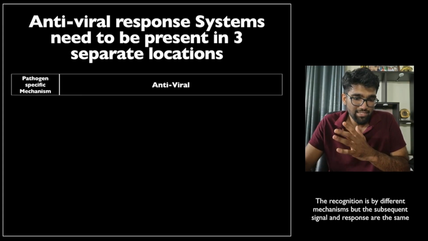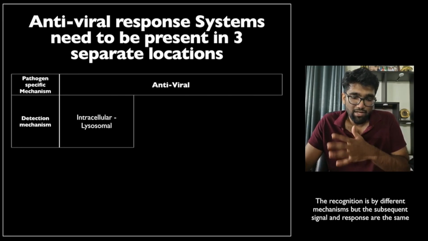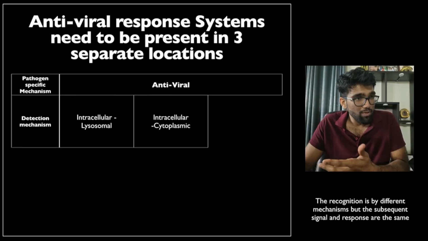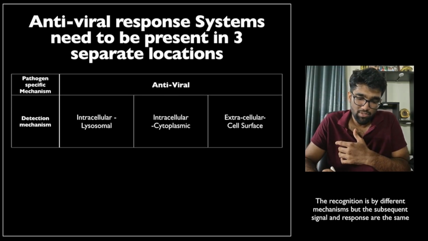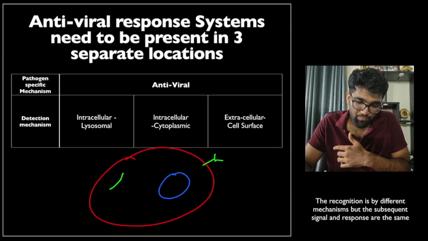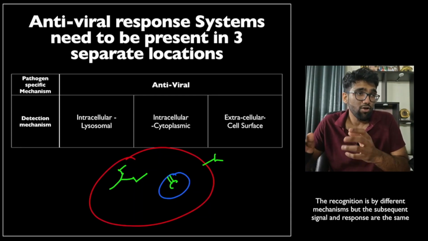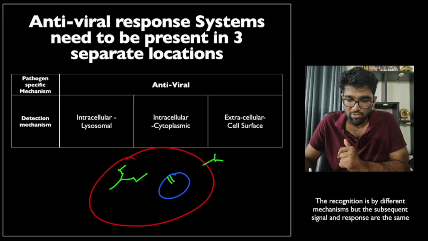So essentially, if I just take antiviral responses, they can be intracellular lysosomal, intracellular cytoplasmic, or extracellular cell surface. So this is your cell, this is your lysosome within the cell, this is the cell surface. There will be a receptor on the cell surface, a different receptor within the cytoplasm, and a receptor in the lysosome, all pointing inside. So there'll be three different receptors, or the same receptor located at three different locations.